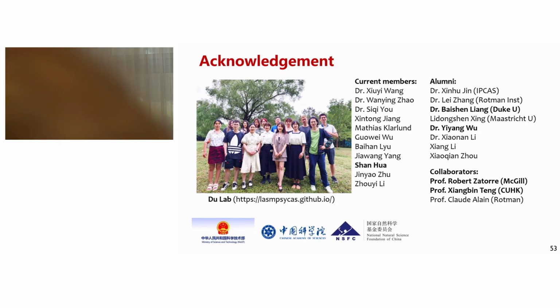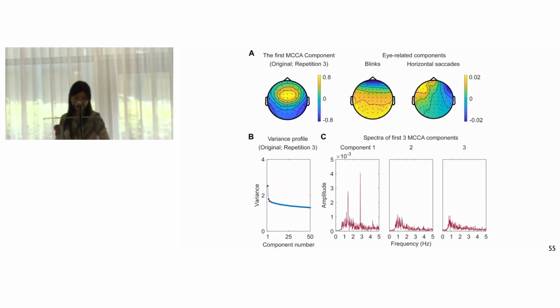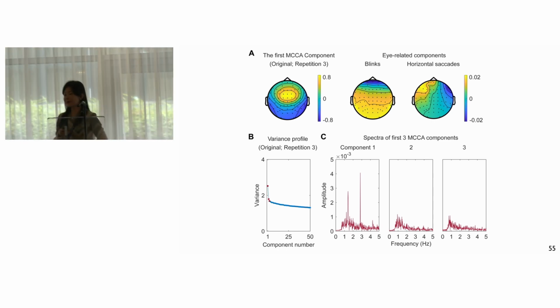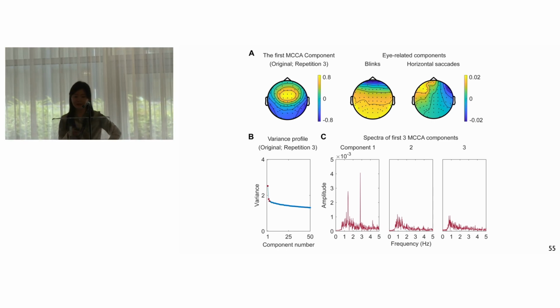Yeah, it's a very good question. We actually use MSCCA to extract the components related to eye movements and remove those eye-related artifacts to clean up the EEG signal. So we think the EEG and the neural entrainment to the blink is not contaminated by those eye movements.